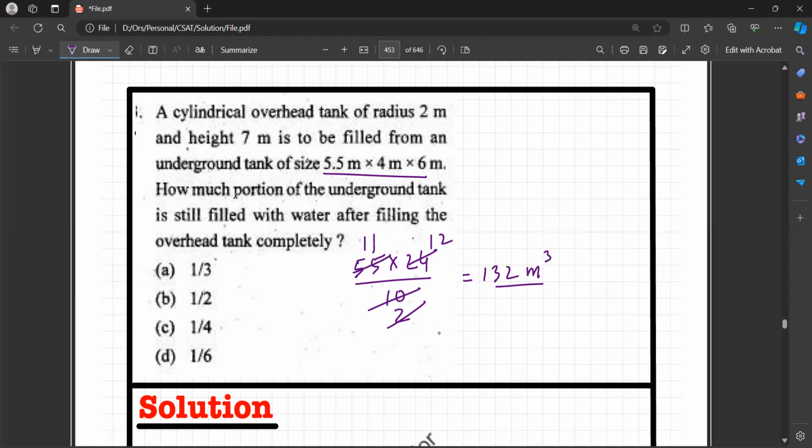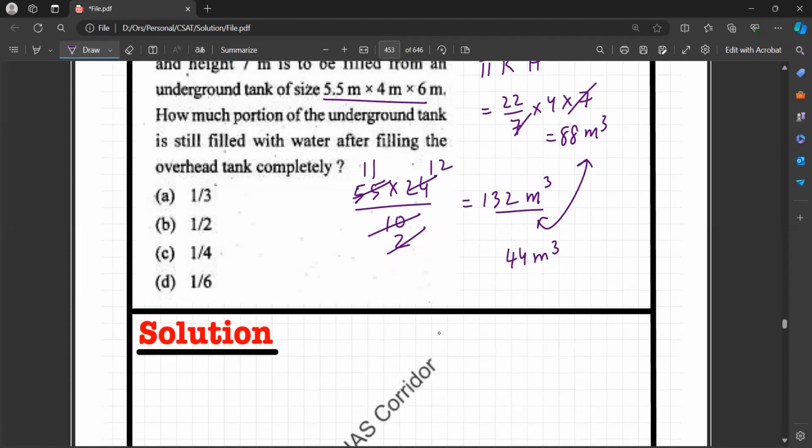Is it clear? Cylindrical overhead tank volume will be pi r square h. This will be 22 by 7. R square will be 4. H will be 7. This gets cancelled. This will give you 88 meter cube. Remaining is what? Remaining will be 44 meter cube, which is what fraction remaining? 44 out of 132. Once you cancel it by 11, this will be 4 and this will be 12, which is 1/3 is remaining. The answer would be 1/3. Clear?